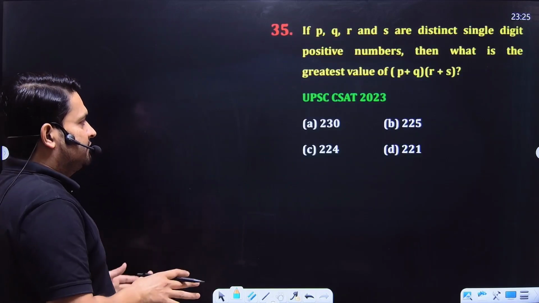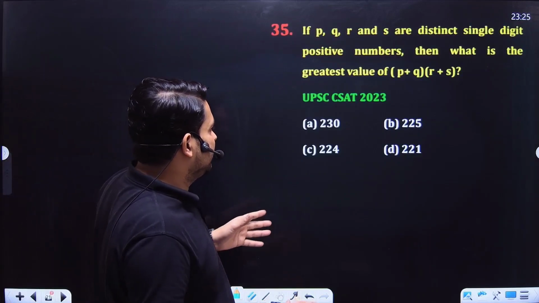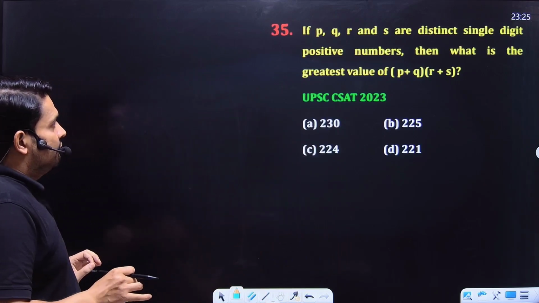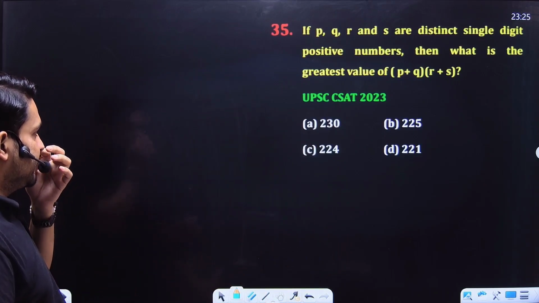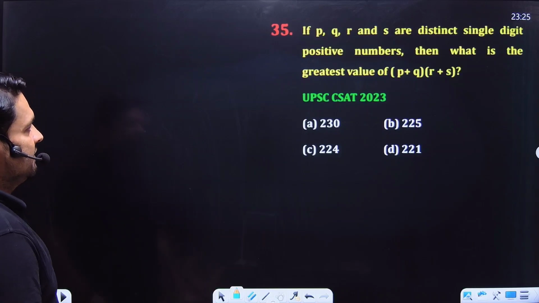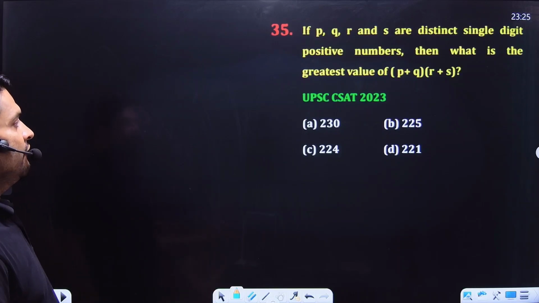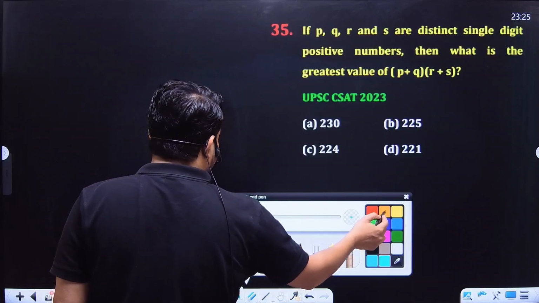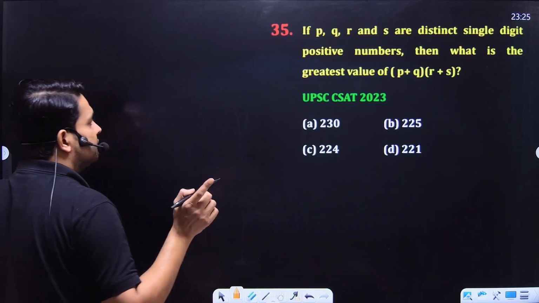This is the best question that UPSC has asked in CSAT 2023. P, Q, R and S are distinct single digit positive numbers. Then what is the greatest value of P plus Q into R plus S? I will tell you the basic of this question and the trick to solve such kind of question.